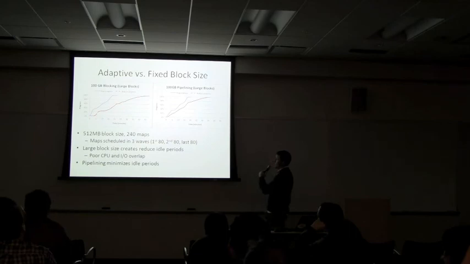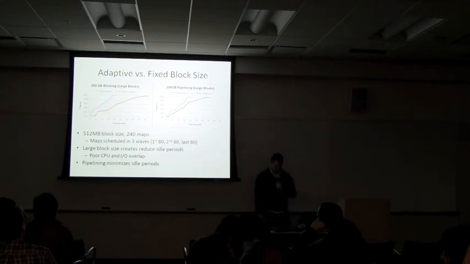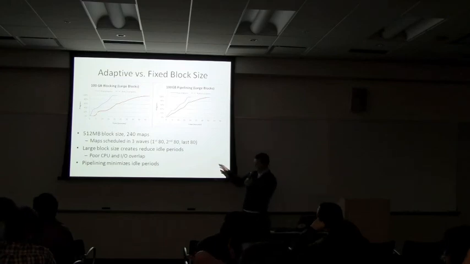Okay, so here I'm showing the same kind of graphs. On the left, you'll see blocking. On the right, you'll see pipelining. This is for the 512 megabyte block case. So this is 240 maps. Maps are scheduled in 3 waves, the first 80, the second 80, the third 80.